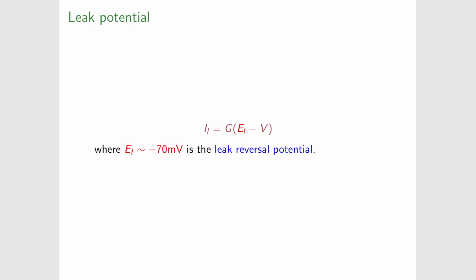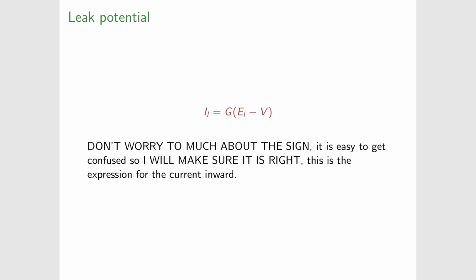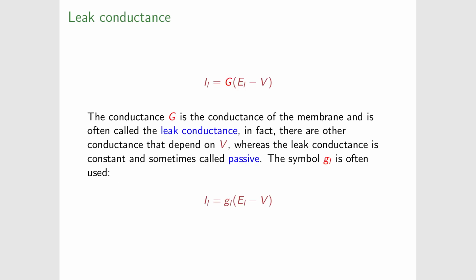You'll notice I've gone to a minus V here. It's very easy to get confused about the signs when you're thinking about this story. What the expression was for, in this case, was for a current inwards rather than outwards. But what I'm trying to say is don't worry too much about the signs. I'll make sure it's right. And if you start to think about it a little bit, you'll get confused. If you think about it a lot, you'll see that I'm correct. So try not to worry about the signs.